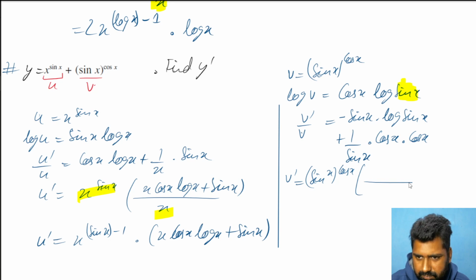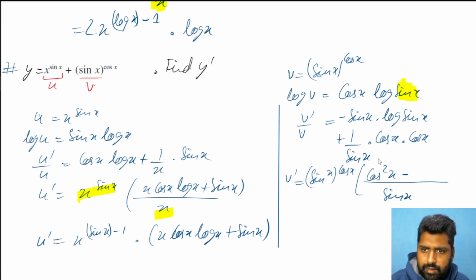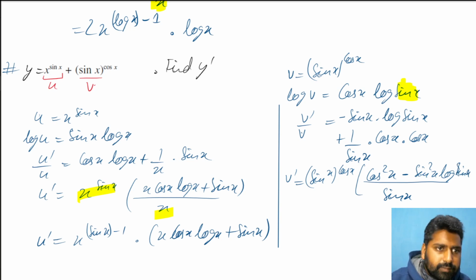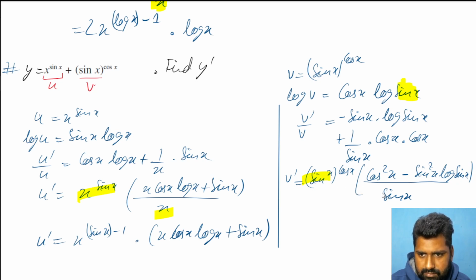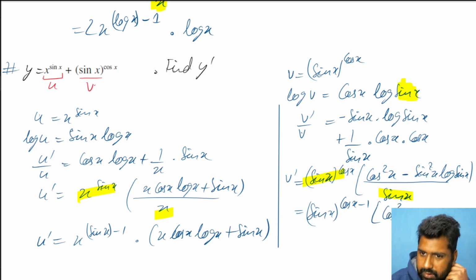it's our call, we can take the LCM of sine x. Cos into cos will become cos square, so let's write cos square positive first, minus, if you take the LCM, it will become minus sine square x log sine x. Almost done as such. And then again, maximum you can do is deal with this. I have written wrong here, it is sine x raised to power cos x. So power you can deal, bases are same, so powers will get subtracted. So that's sine x raised to power cos x minus 1 into this expression: cos square x minus sine square x log sine x.